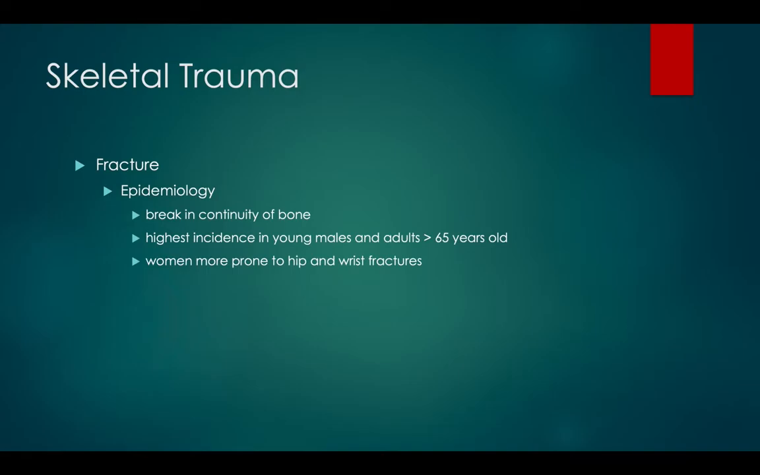A fracture is a break in the continuity of the bone. It's a bimodal distribution. Highest incidence is among young males, and then again in adults 65 years or older, typically due to falls and or osteoporosis. Women are more prone to hip and wrist fractures than men, both because they're more prone to osteoporosis and also their bones tend to be smaller in size than male bones, so it makes them more prone to fracture.